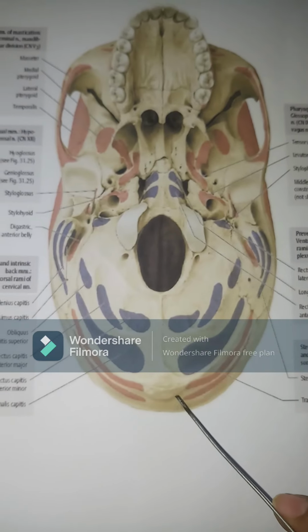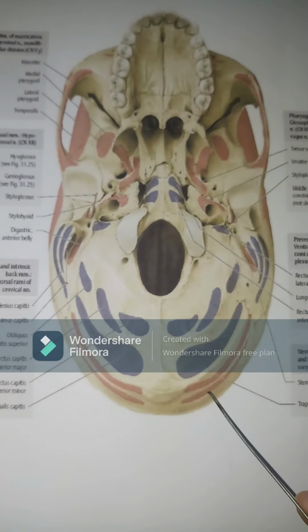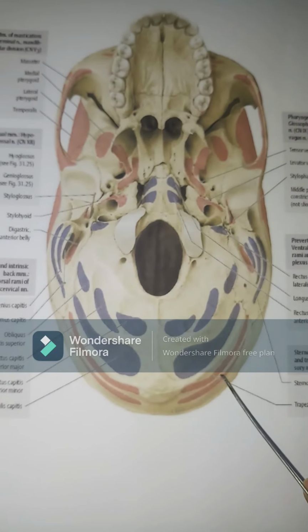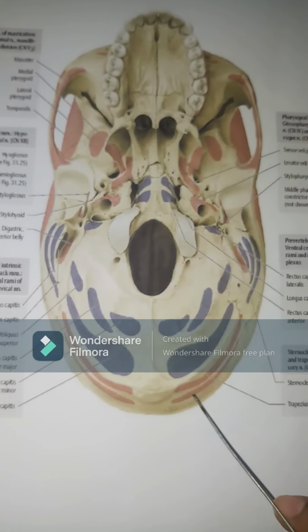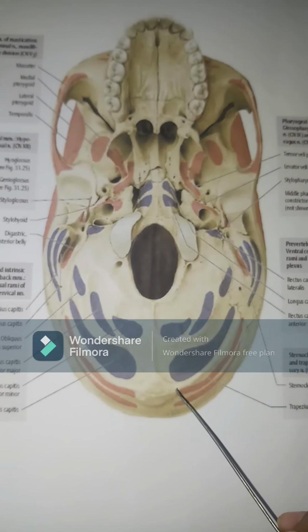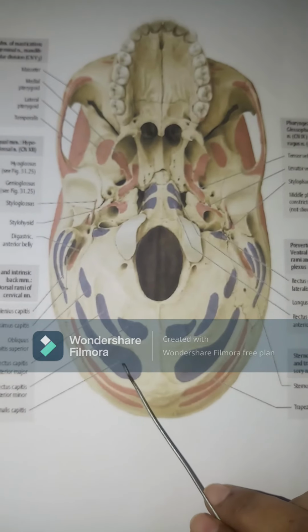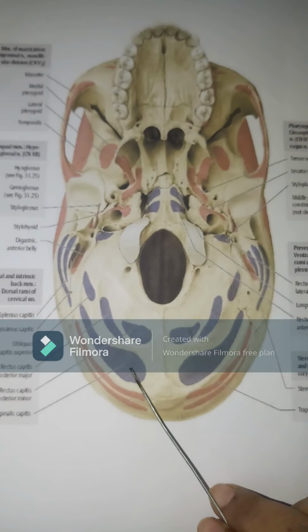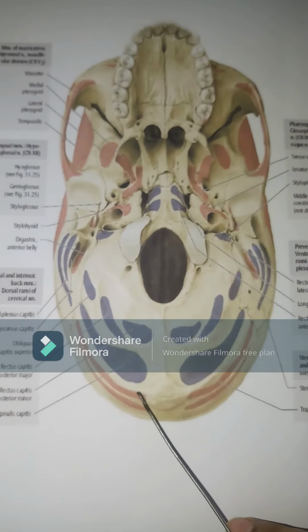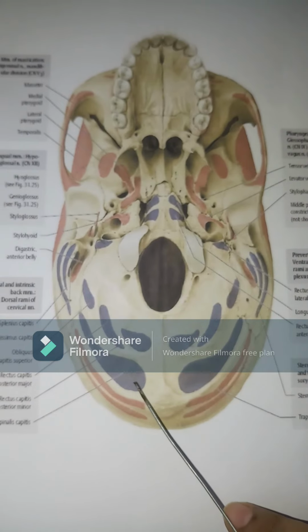Now the superior nuchal line gives attachment to 2 muscles. You can see here the trapezius muscle, and the occipital belly of occipitofrontalis. Then the area between the superior and inferior nuchal lines gives attachment to semispinalis capitis.